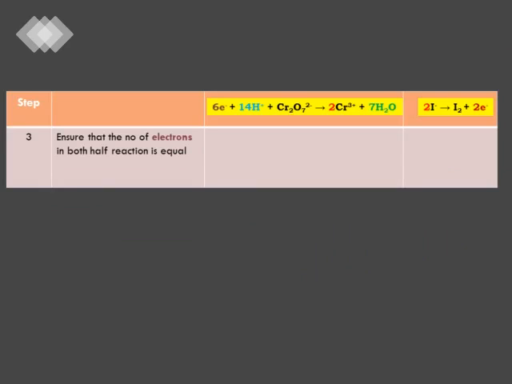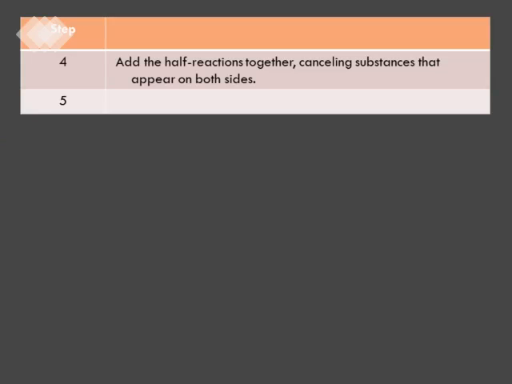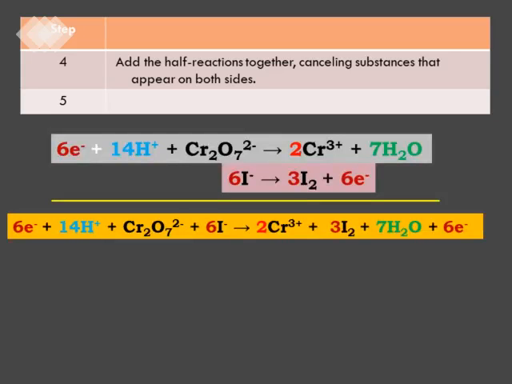Now, we need to balance the number of electrons in both half equations. We know that the iodine half equation needs to have 6 electrons to balance. Hence, we need to multiply the half equation of iodine with 3. No changes are made on the half reaction of chromium. Then, we put both reactions together and check that the atoms and charges are balanced.